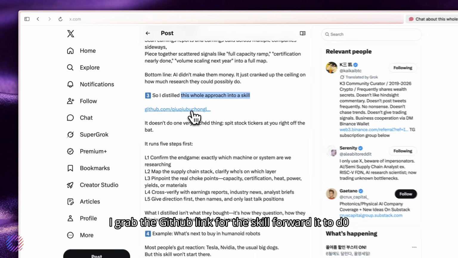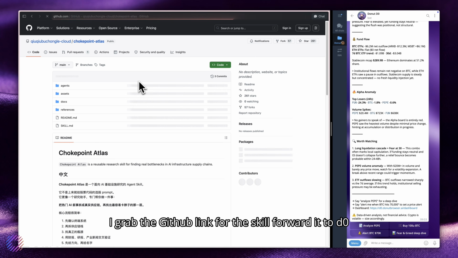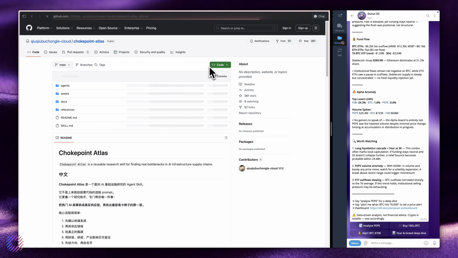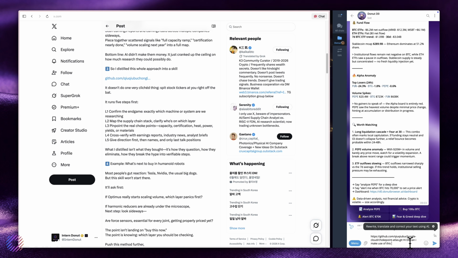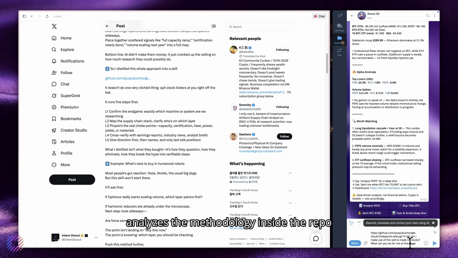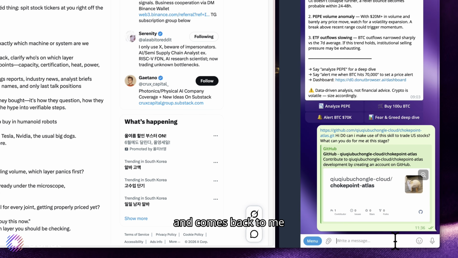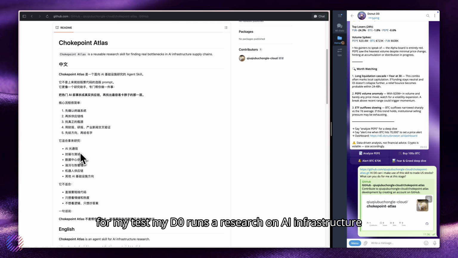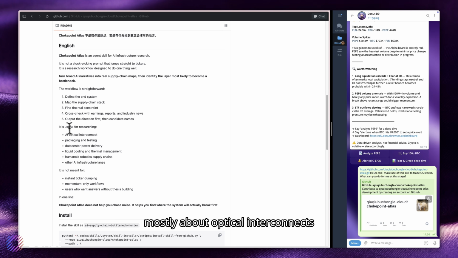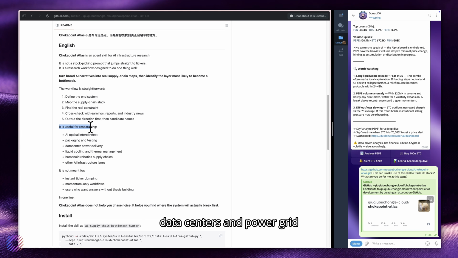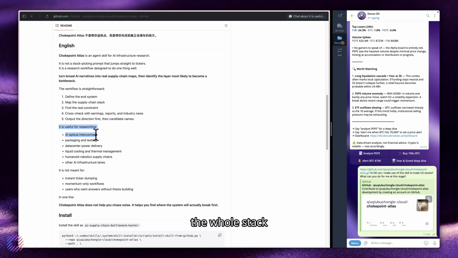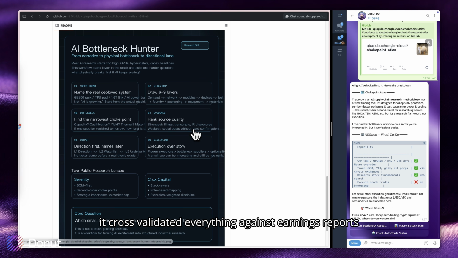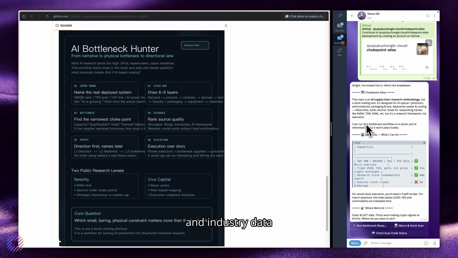I grabbed the GitHub link for the skill, forwarded it to D0, told it what I want to explore, and then just waited. D0 reviews the code, analyzes the methodology inside the repo, and comes back to me. For my test, D0 ran research on AI infrastructure, mostly about optical interconnects, packaging and testing, data centers and power grid, the whole stack. Within seconds, D0 came back with results. It cross-validated everything against earnings reports and industry data.